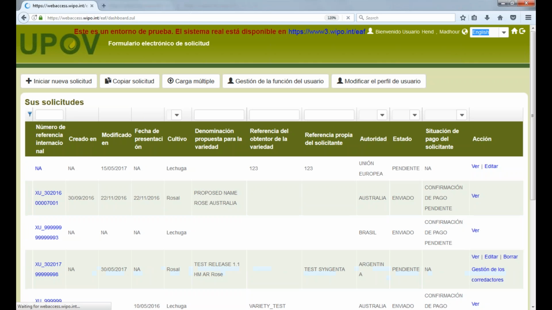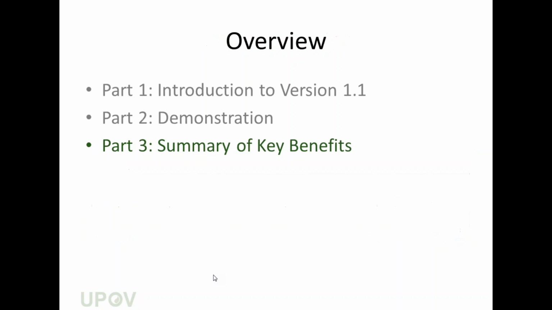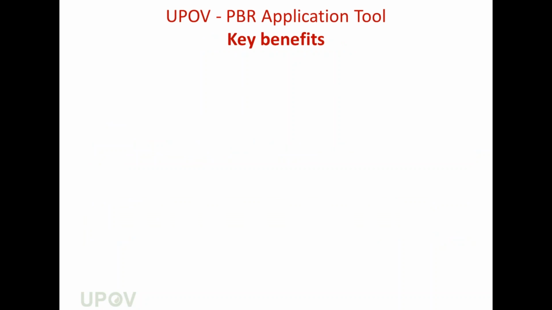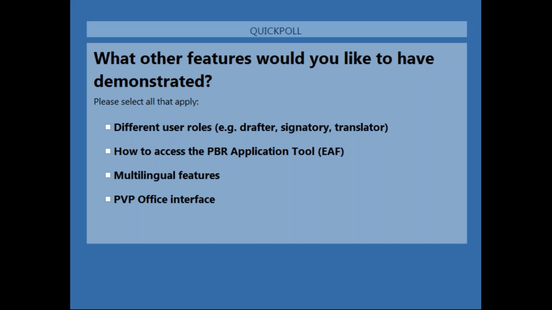Okay, thank you very much, Hen, for this very interesting demonstration. We thought it would be most important for you to see exactly the system working. Just allow me to summarize some of the key benefits of the system, because you have now seen the system working on both sides, for PVP applicants and also for PVP offices. The system is very interesting. First, for the authorities that have no online system right now, just by providing their application forms to the Office of the Union, they can participate in this tool and have their application online.